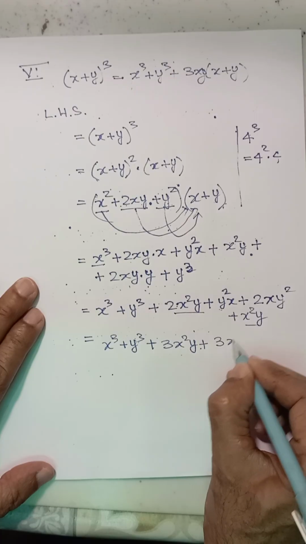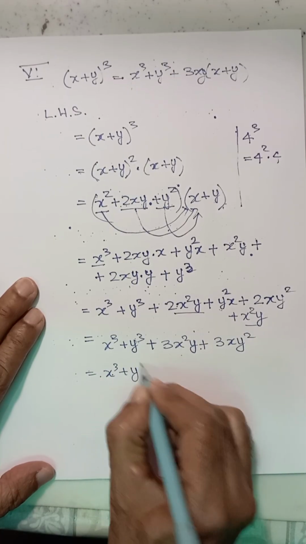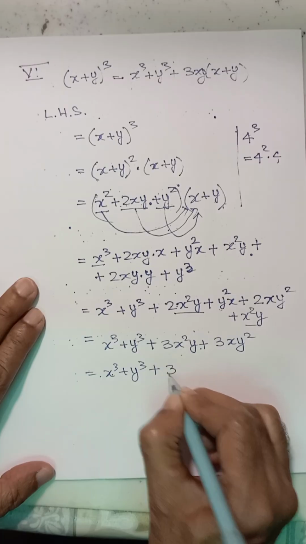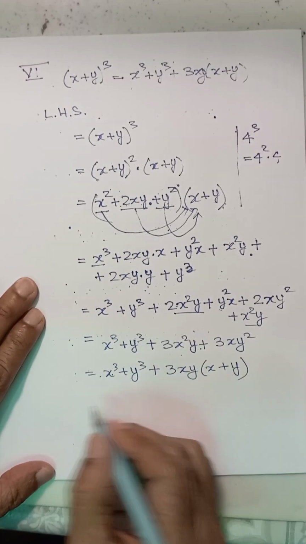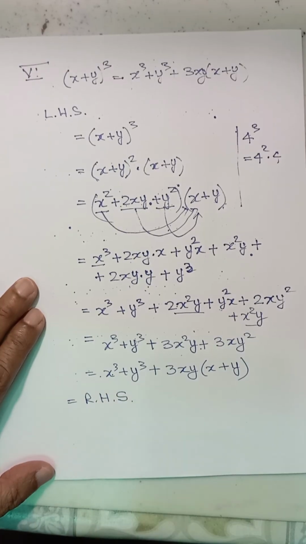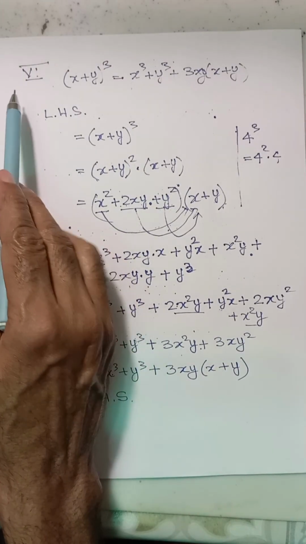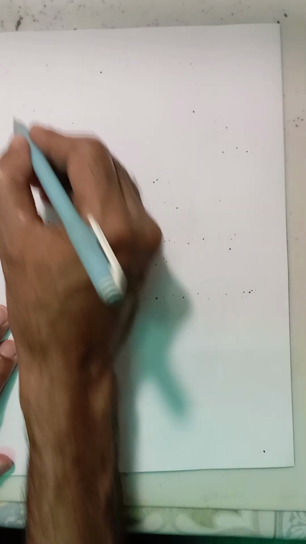Now we'll take common: x³ + y³ + 3xy, we will take common. Here it will remain x, here it will be y. So this is equal to RHS. So we have proved algebraic identity 6 also. Prove algebraic identity 7.